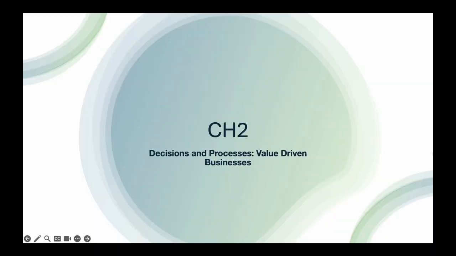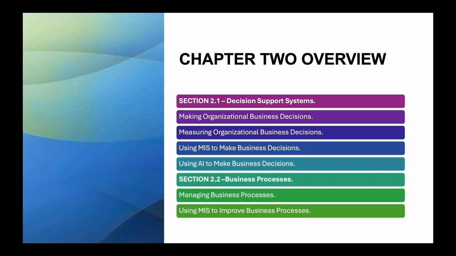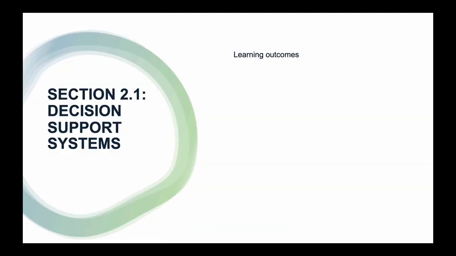Hi, in this video we're going to study Chapter 2, Decisions and Processes, Value-Driven Businesses. Chapter 2 Overview. Section 2.1, Decision Support Systems: Making Organizational Business Decisions, Measuring Organizational Business Decisions, Using MIS to make business decisions and using AI as well. Section 2.2, Business Processes: Managing Business Processes and using MIS to improve business processes.